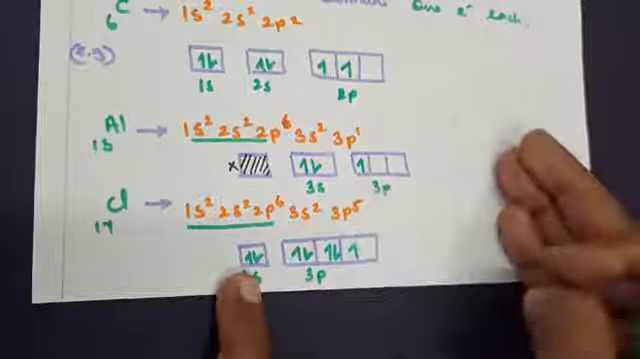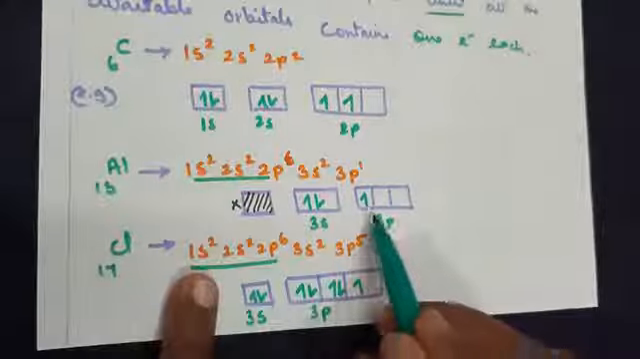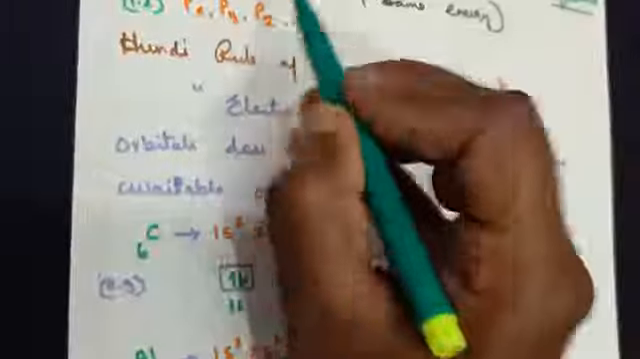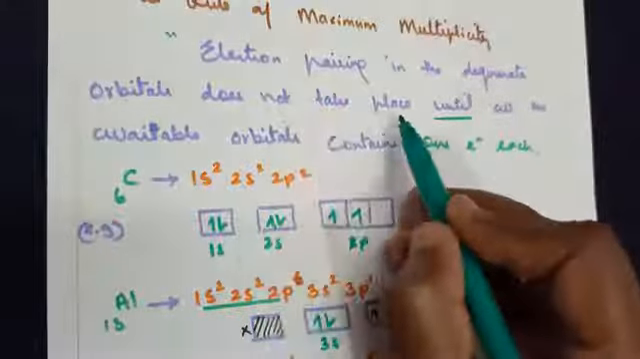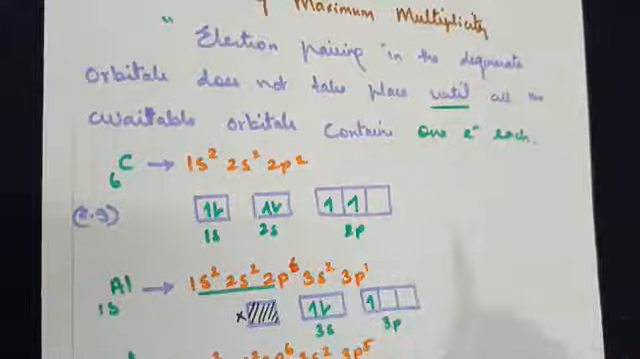This is another concept right now. The explanation is electron pairing in the degenerate orbitals. Remember, the p orbital has 3 categories, that is px, py, pz. Pairing does not take place until all the available orbitals contain 1 electron each.